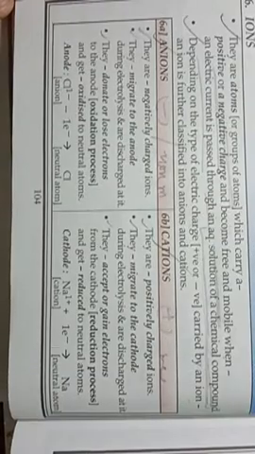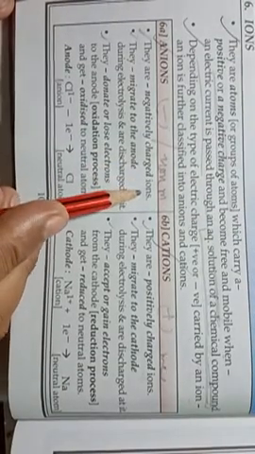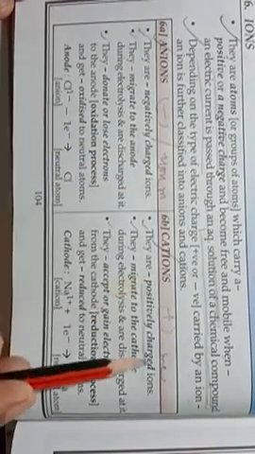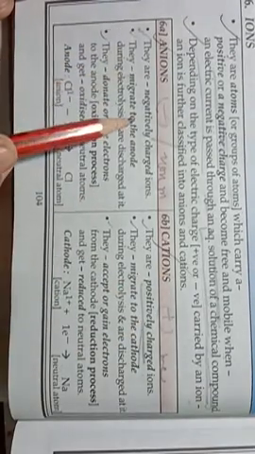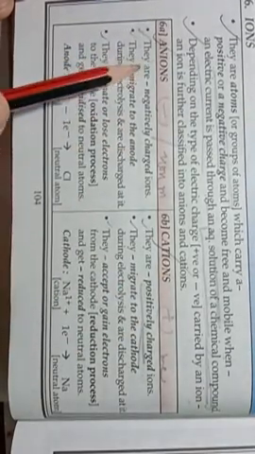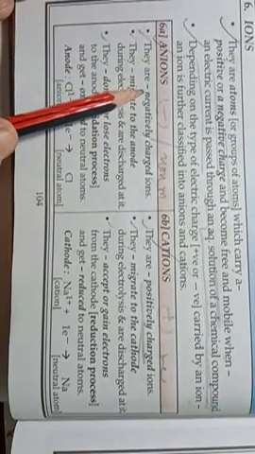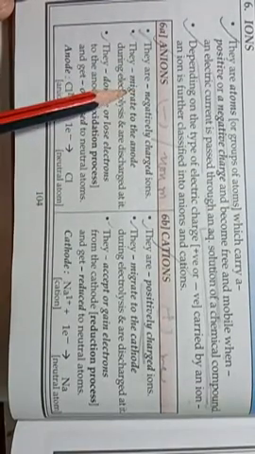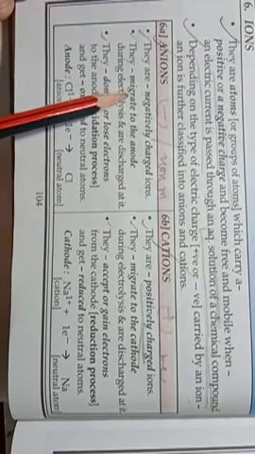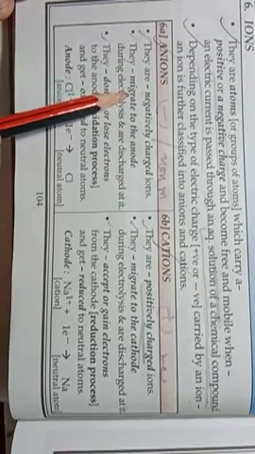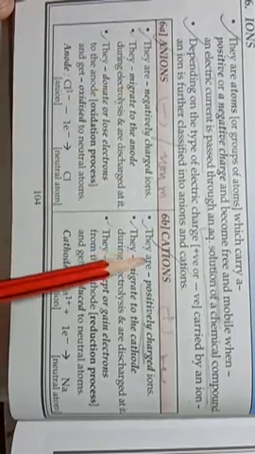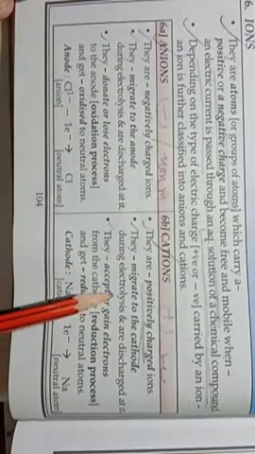So anions are negatively charged ions, whereas cations are the positively charged ions. Anions migrate to the anode. Anions are negatively charged, that is why they migrate towards the positively charged electrode, and that is anode. And cations migrate towards the cathode during electrolysis.